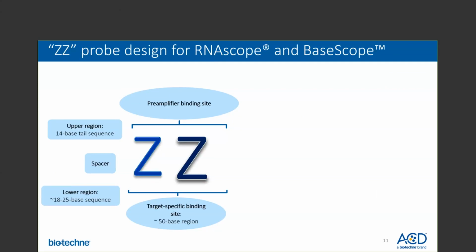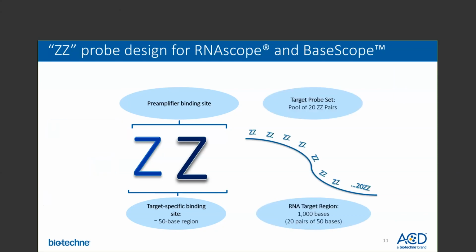The upper 28 base sequence of the double Z probe is the preamplifier binding site, and it is where the amplification cascade occurs. For amplification to occur, 2 Zs must hybridize to a target sequence right next to each other. With a standard probe design, the target probe set is a pool of 20 double Z oligo pairs and binds to a 1 kb RNA target region.